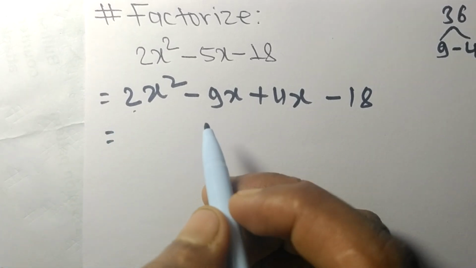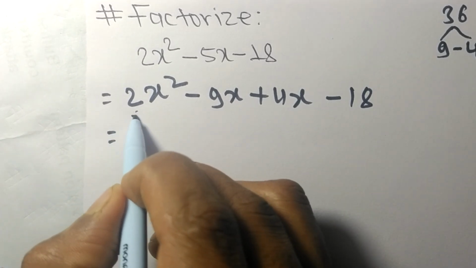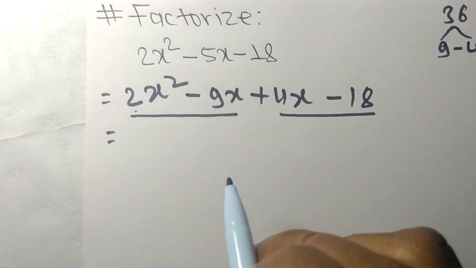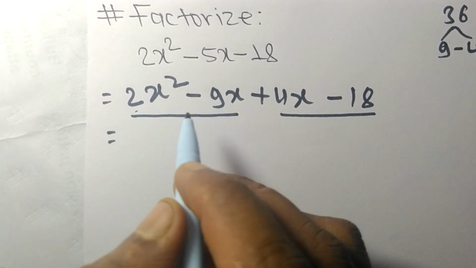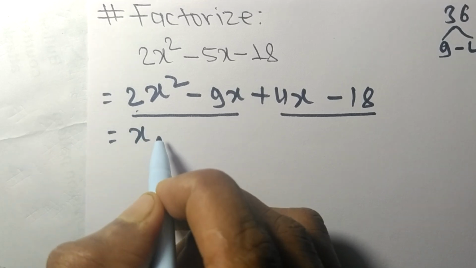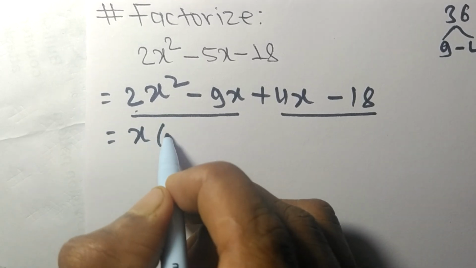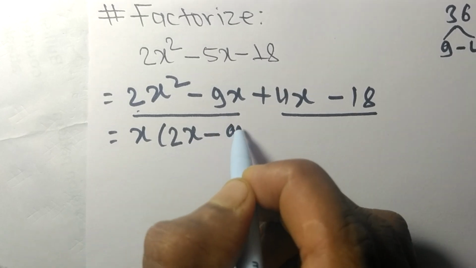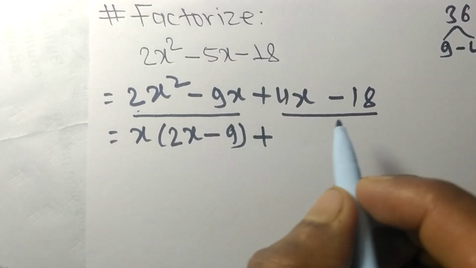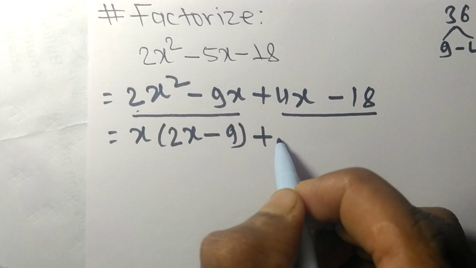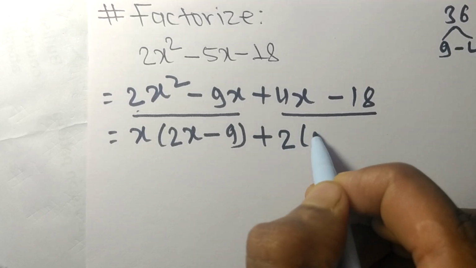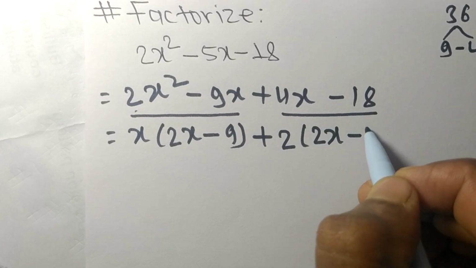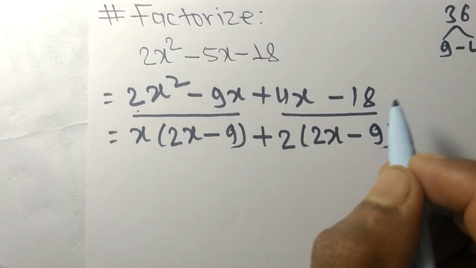So now we find out the common in both first expressions and both last expressions. So here the common is x. So remaining here 2x minus 9, and the common in these two is only 2. So 2 times 2 means 4 and this x, minus 2 times 9 means 18.